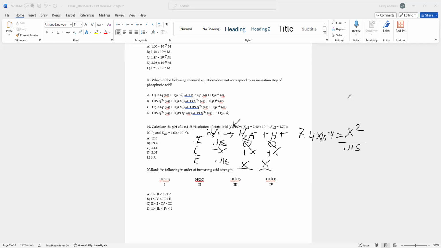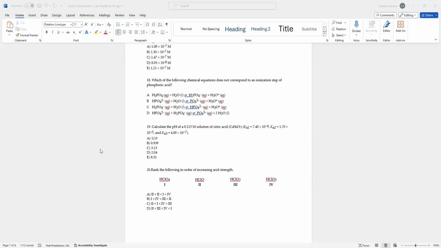So let us do this math. 7.4 times 10 to the minus 4 times 0.115. I'm going to square root that bad boy. 0.00922 is my X, so that's my acid concentration, 0.00922. Since I want a pH, I do the minus log of that, which is 2.03. So the answer is D, 2.04. The answer there is D.